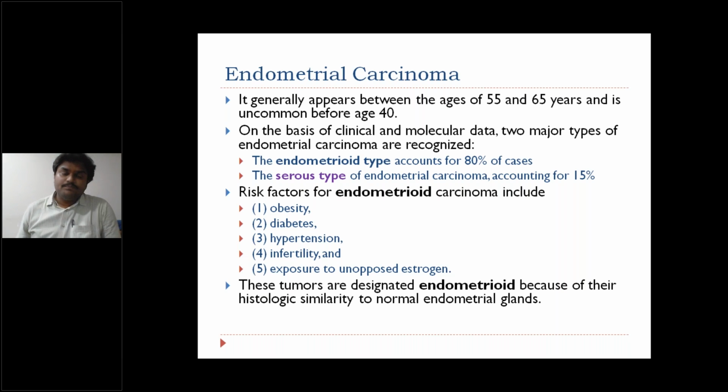Next, diabetes, hypertension, infertility, and exposure to unopposed estrogen. These are the very important risk factors. One is obesity, second is diabetes, third is hypertension, fourth is infertility, and fifth is exposure to unopposed estrogen, like usage of oral contraceptive pills. So these are the risk factors for endometrial carcinoma.